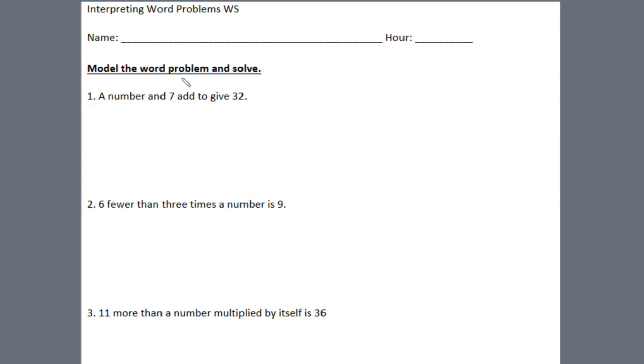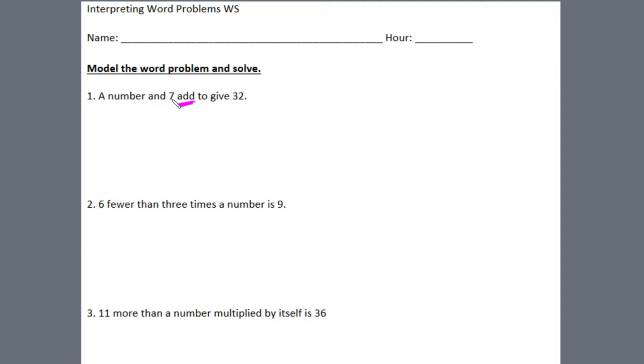So, this first problem says a number and 7 add to give 32. I really think it's pretty hard to teach how to model word problems. It's all about you being able to pick apart what you think is important out of the problem. And definitely, this problem is fairly straightforward.